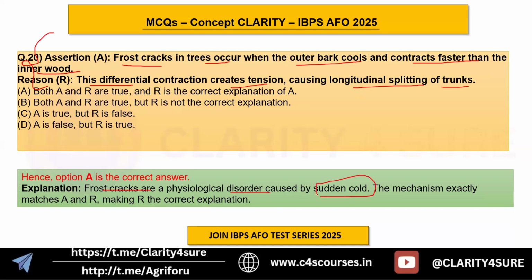Apart from the nutrient elements, there are also various physiological disorders, like due to light stress, due to sun, due to cold temperature. These are all important. We can say physiological disorders due to abiotic stresses. So these are also important for the examination from the plant physiology point of view. The mechanism exactly matches both assertion and reasoning, making the reasoning the correct explanation here.